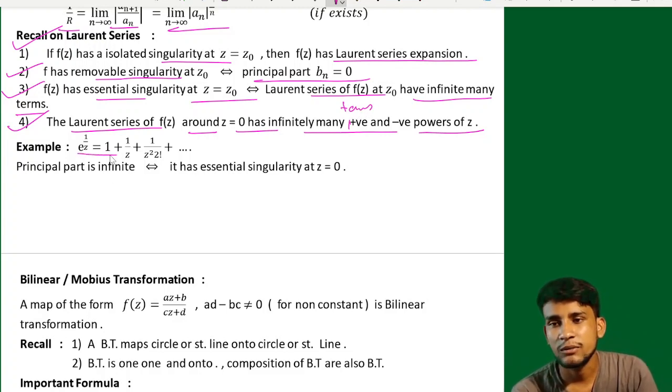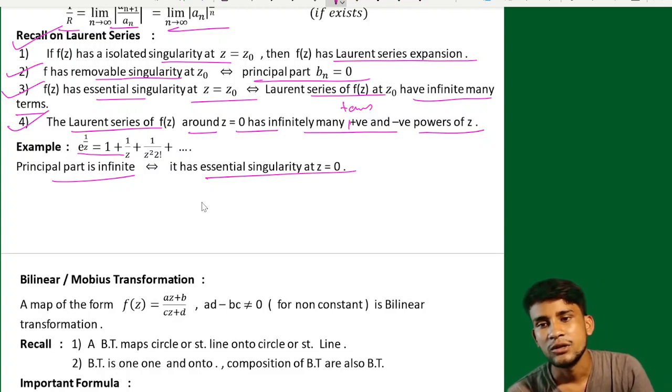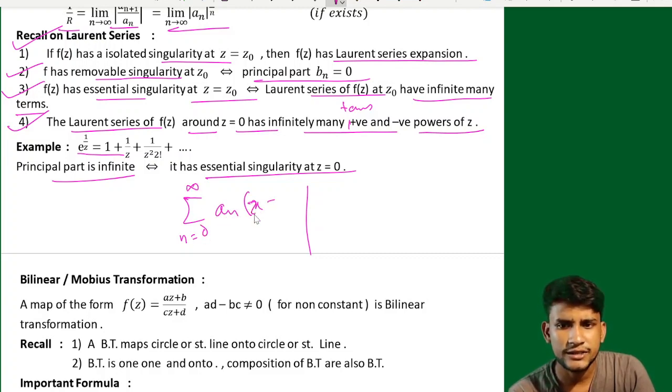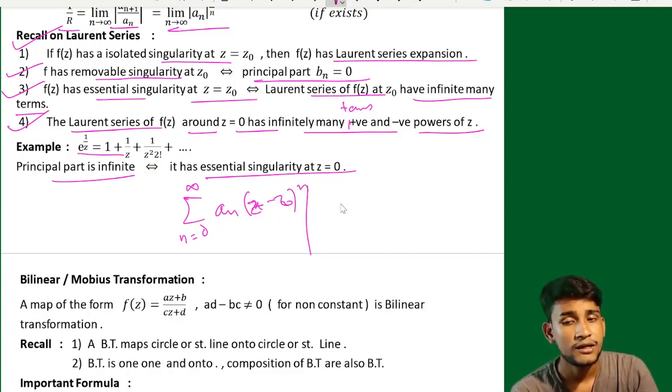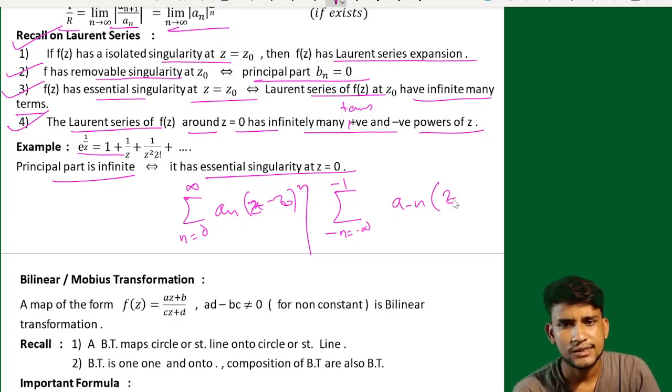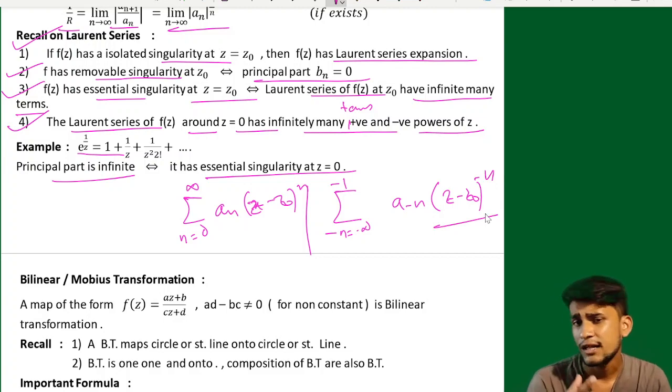For example, exponential 1 by z equal to this series, the principal part is infinite, so it has an essential singularity at z equal to 0. Remember that the Laurent series has two parts: one is the principal part and the other is the analytic part. The analytic part is the summation from n equal to 0 to infinity of a_n (z minus z0) power n. And from n equal to minus infinity to minus 1, a_minus n (z minus z0) power minus n, this is the principal part.